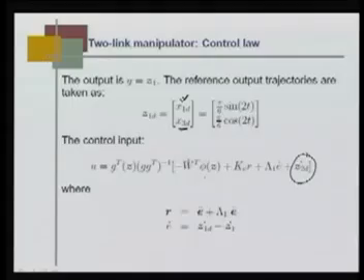We have already said that this control law, together with the weight update law for W hat, which is F phi r transpose, would surely stabilize the system.